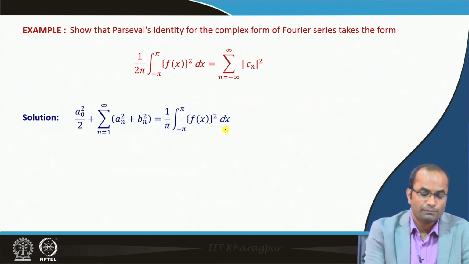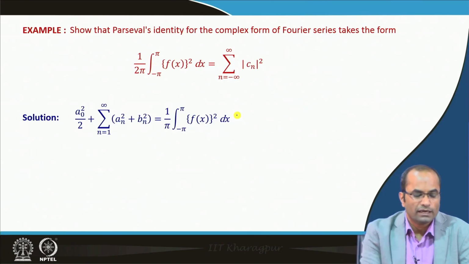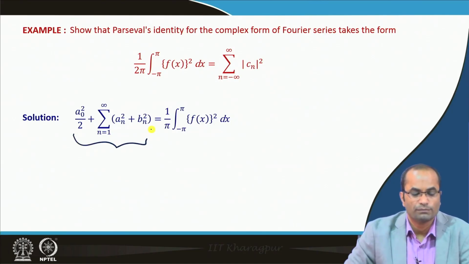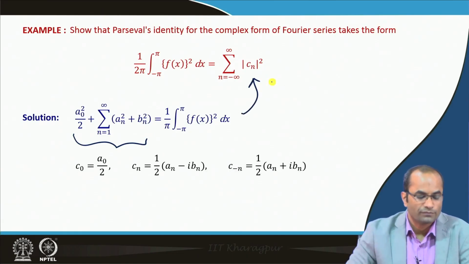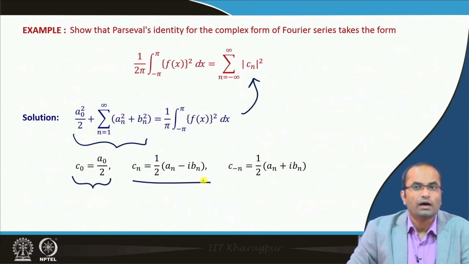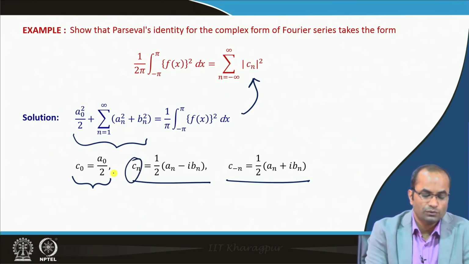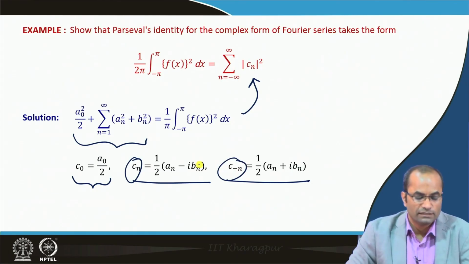So, this was the Parseval's identity which we have discussed for the normal form of the Fourier series. And now we know the relations, that how the new Fourier coefficient C n is related to the old ones, and with the help of that we can convert this Parseval's identity to this form. So, recall that C 0 was A naught by 2, and C n was half of A n minus i b n, and then C minus n was half of A n plus i b n. That was the relation when we have used these new notations C n and C minus n.